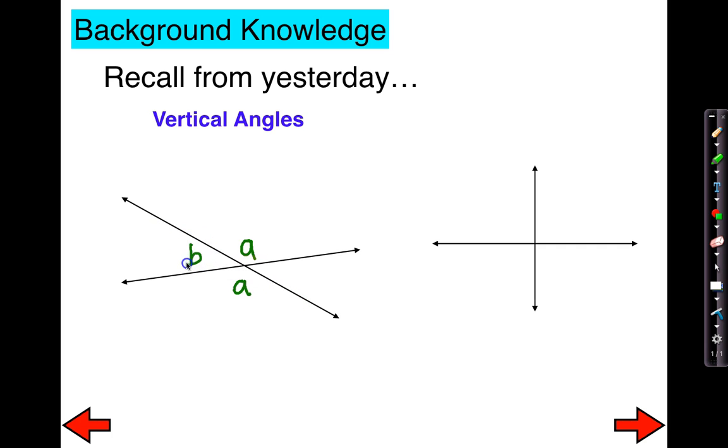Here I would also say B is congruent to B. These are vertical angles. They're across from one another. Here, if I called this C, I would call this angle C as well because they're across from each other. And if I called this D, then I would call this one D as well, just to show you once again that these angles are congruent. Because vertical angles, most importantly to understand, are congruent to one another.